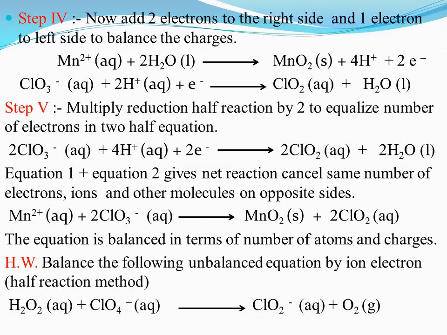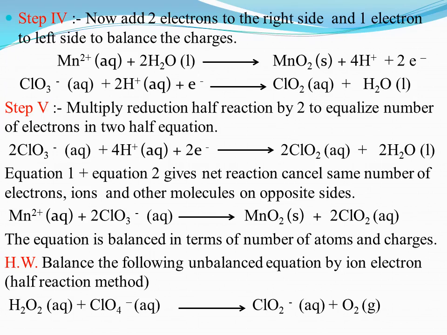In step 4, now add 2 electrons to the right hand side and add 1 electron to the left hand side to balance the charges. So the two half reactions become Mn2+ plus 2H2O gives MnO2 plus 4H+ plus 2 electrons. ClO3- plus 2H+ plus electron gives ClO2 plus 1 H2O molecule.